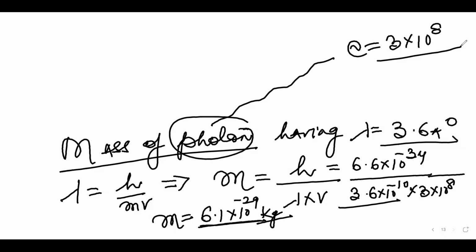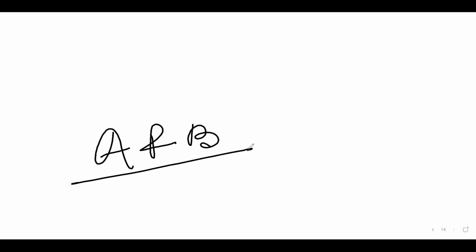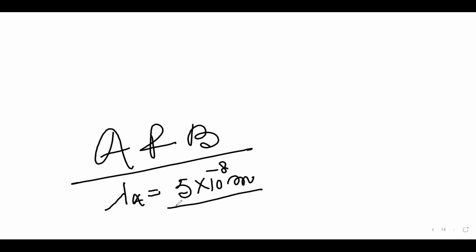Yes, sir. So next, two particles A and B are in motion. The wavelength of particle A is 5 into 10 raised to power minus 8 meters. So can you please repeat the question? Two particles A and B are in motion. Wavelength of particle A is how much? 5 into 10 raised to power minus 8 meters.